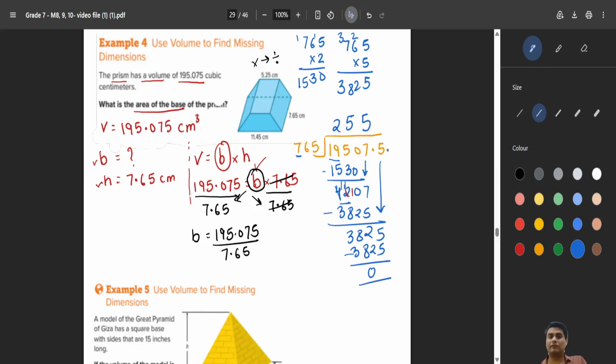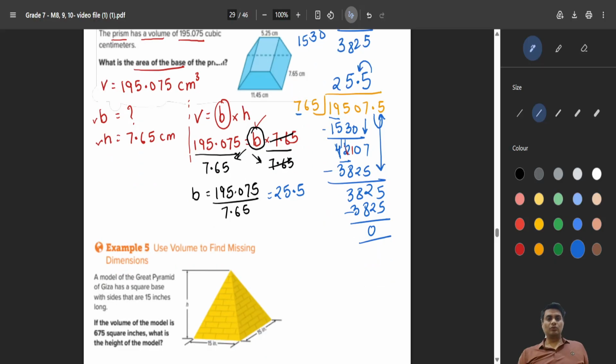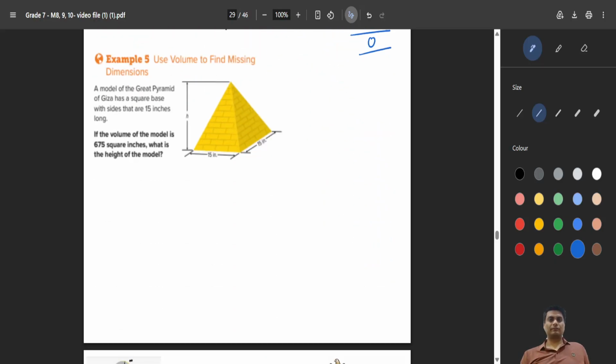But wait, we forgot the decimal, right? Don't forget decimal. After decimal, how many numbers do you see? Only one number. So in the answer, after one number, put the point. So your answer is 25.5. Okay, let's move to the next question now.